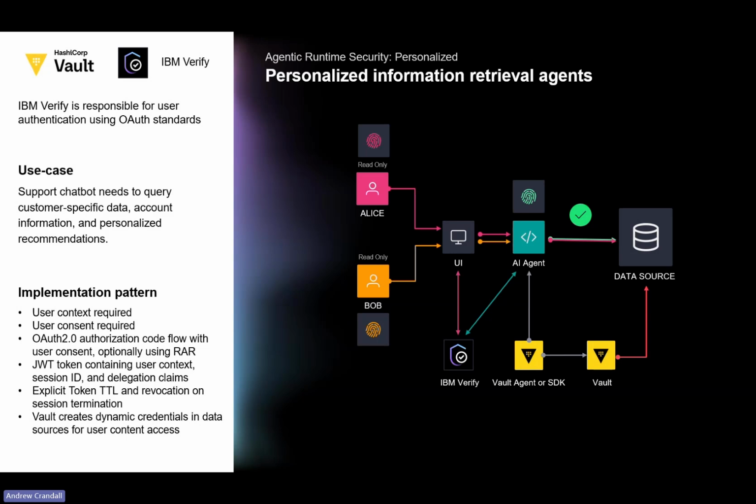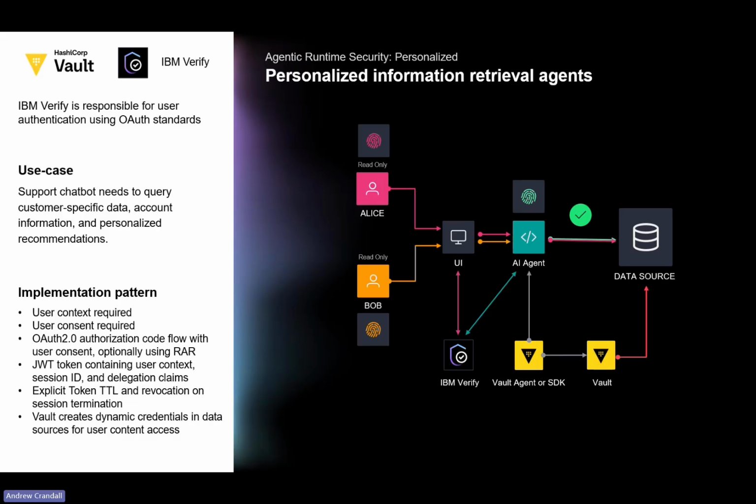So here we're talking about what it might look like to receive personalized information from an AI agent. Simple use case: a support chatbot needs to query customer-specific data, account information, personalization recommendations. Alice or Bob both have read-only access. They're going to access through the UI, talk to the AI agent, and ask it a question.